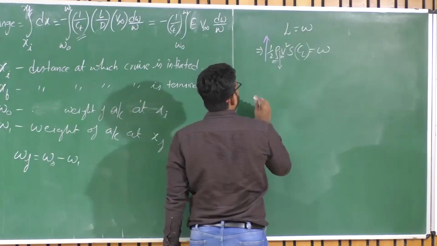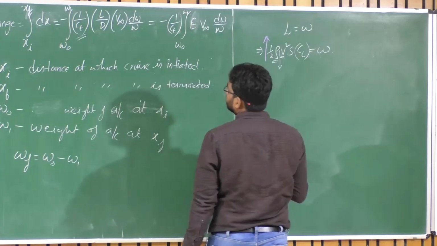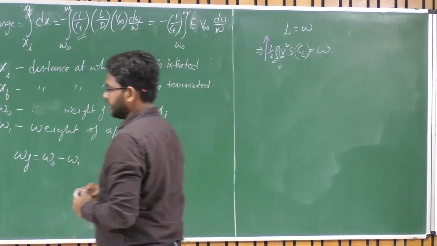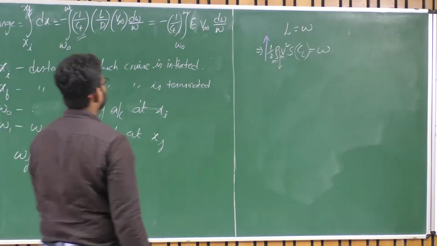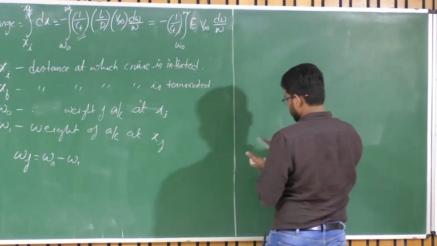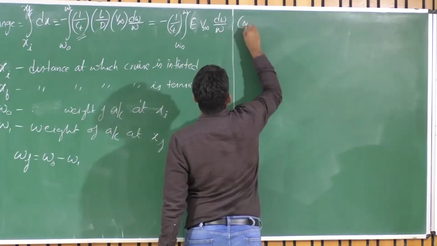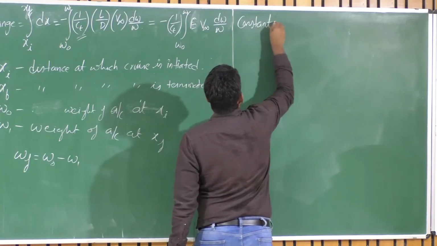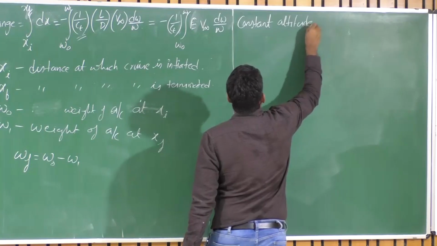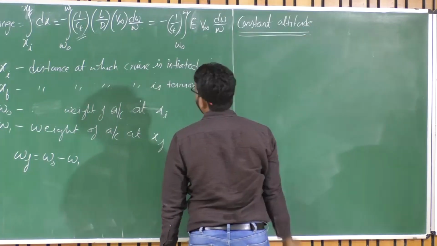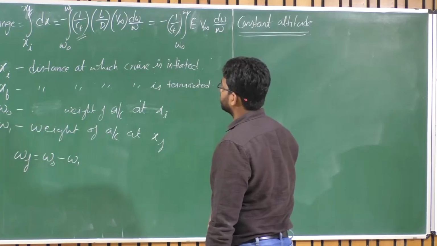Now, to solve this equation, I need to either consider constant altitude or constant velocity of flight. So let us now solve for constant altitude: the range of a jet engine with constant altitude. That means you are varying the velocity here, isn't it?